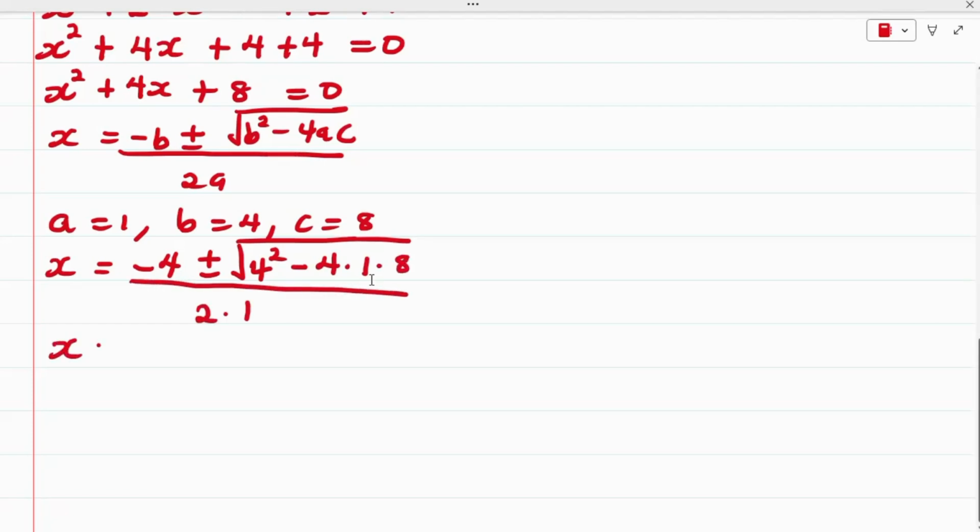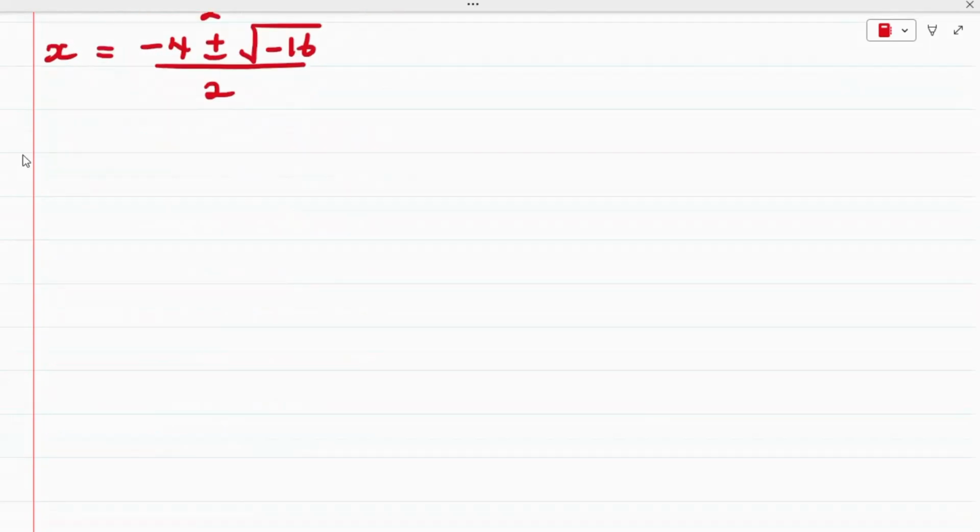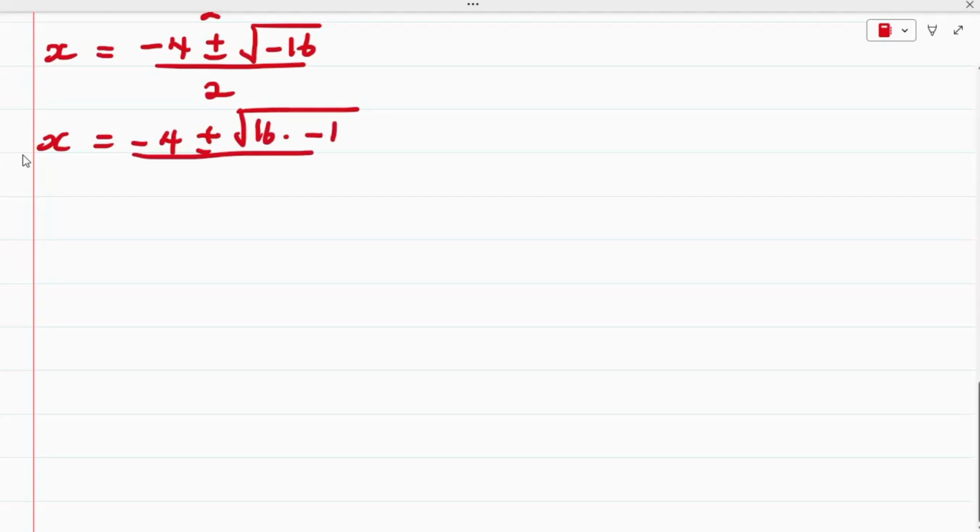And we have that x is equal to minus 4 plus or minus the square root of 4 squared, which is 16, minus 4 multiplied by 1 multiplied by 8, which gives us 32, divided by 2 multiplied by 1, which is 2. We have that x is equal to minus 4 plus or minus the square root of 16 minus 32, which is minus 16, divided by 2. So we have that x is equal to minus 4 plus or minus the square root of 16 multiplied by negative 1, over 2.